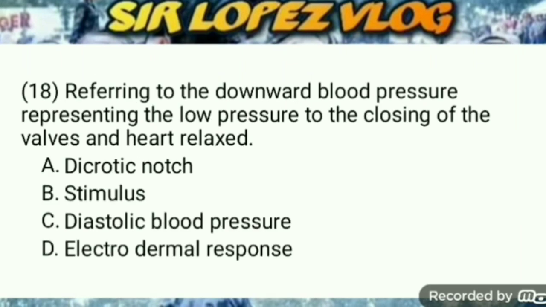18. Referring to the downward blood pressure, representing the low pressure due to the closing of the valves and the heart relaxing. A. Dicrotic knots. B. Stimulus. C. Diastolic blood pressure. Or D. Electrodermal response.